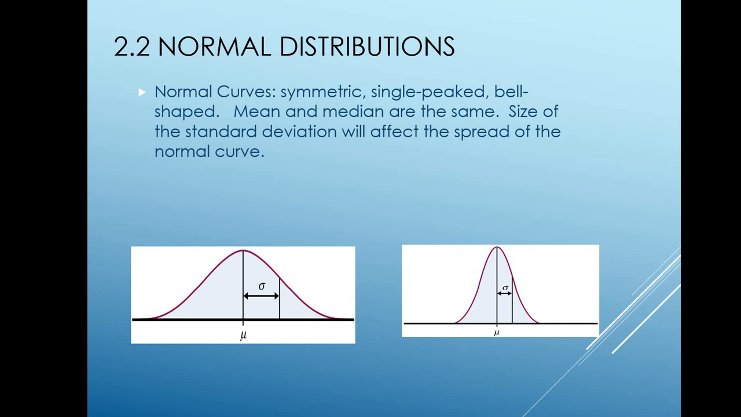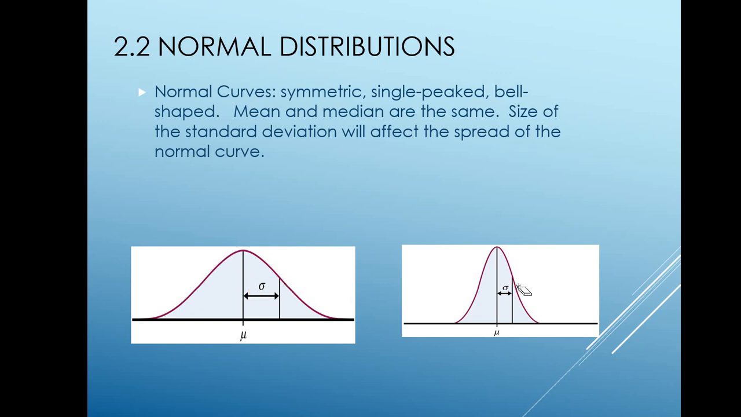Welcome. In this video, we're going to talk about normal distribution and normal curves. You may have heard of them referred to as bell curves. We're going to talk about them as normal curves. And you will see two on the screen right now. One is wider than the other. The wider one has a larger standard deviation than the smaller one. So the standard deviation affects how spread out that normal curve is.